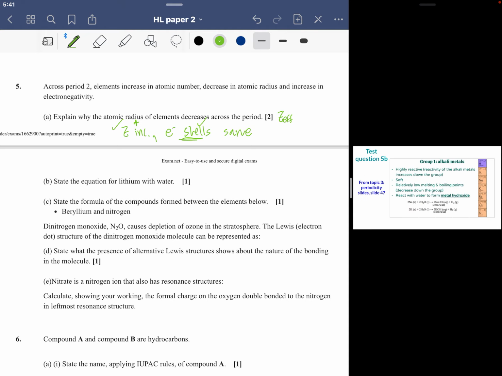The reaction of lithium with water, notice on the slide here, you did just need to know these reactions. With any alkali metal plus water, you get a metal hydroxide and hydrogen gas. And that's just a reaction you have to know.